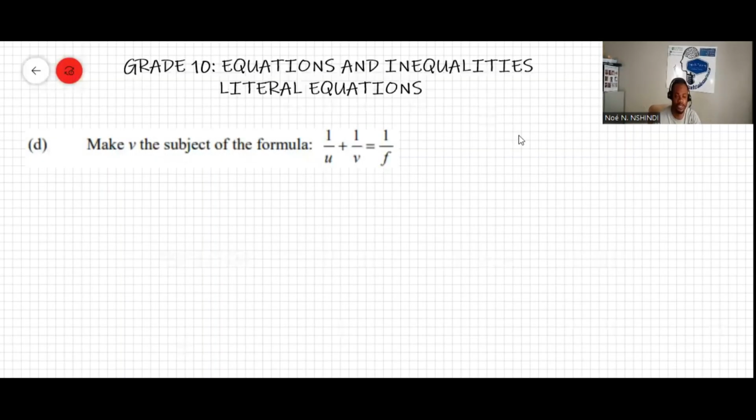We have another question here, question D. The question says, make V the subject of the formula. How can I make V the subject of the formula?